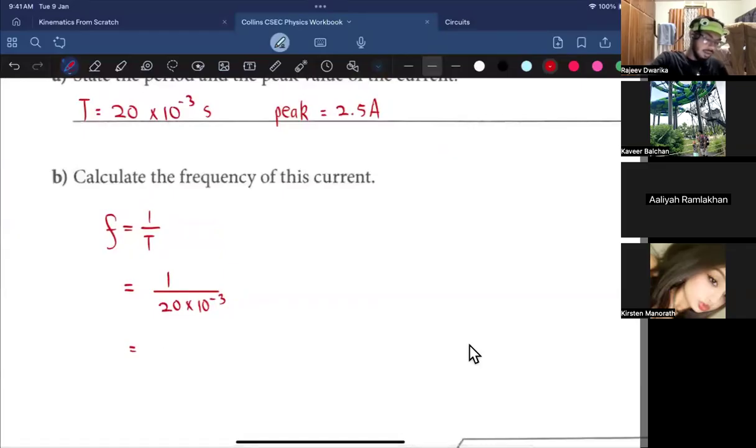50. That's 50. Yeah, good. All right. Let me check that. Yeah. I'm in disbelief. I'm going to check that. Okay, you're right. You're right. 50. And that means 50, what was the units? What is the units for frequency?